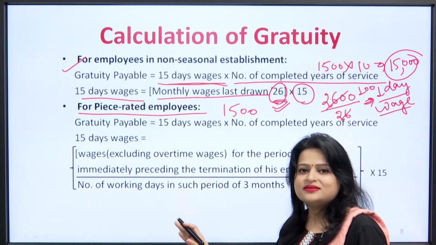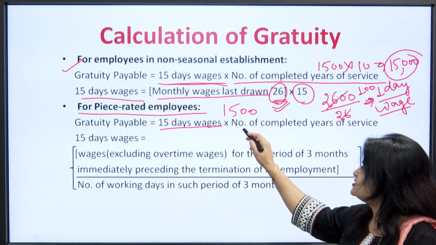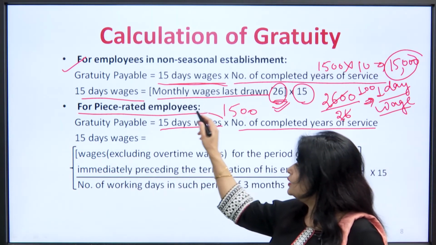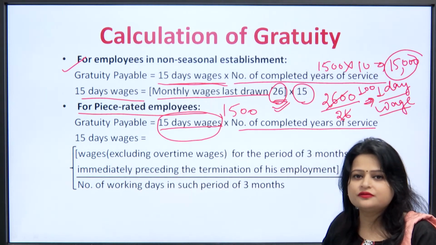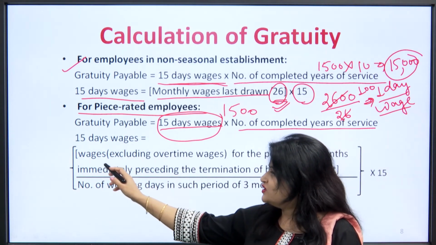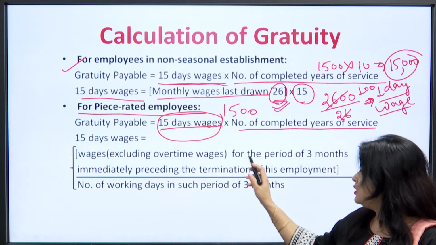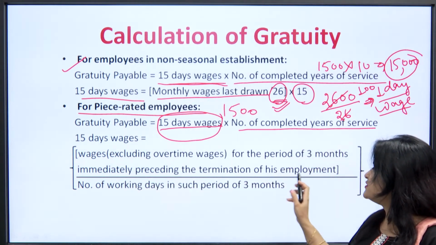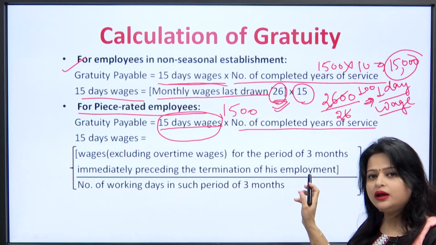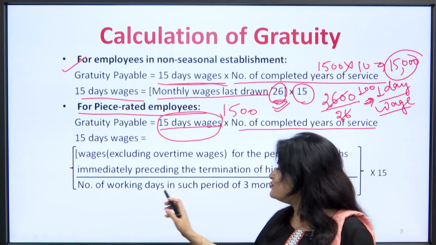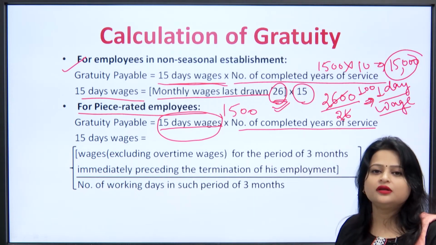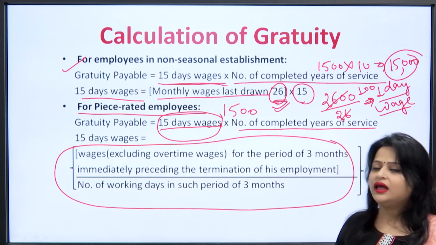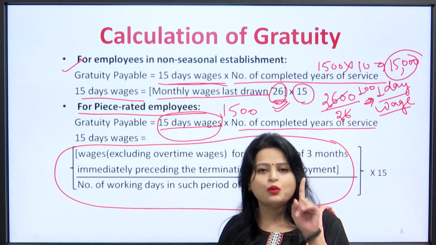The basic formula remains the same here. You can see 15 days wages multiplied by the number of completed years of service, right. But how we calculate this 15 days wages is different. What we need to do? Wages excluding overtime wages for the period of 3 months immediately preceding the termination of his employment. This we need to calculate, and we need to divide this by the number of working days in such period of 3 months. So, with this we will be able to calculate the wages of 1 day, right.